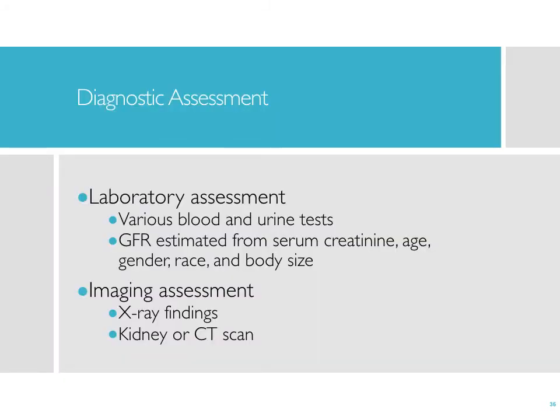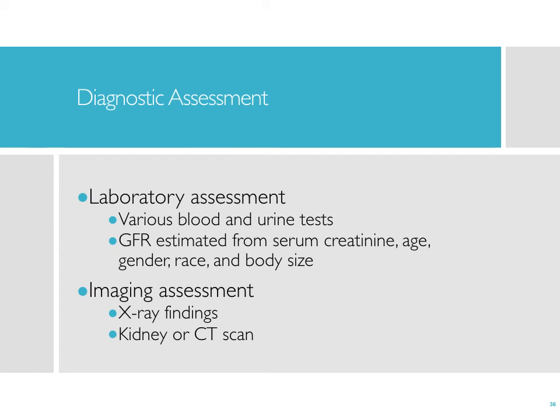When we look at the diagnostic assessments, we're going to look at various blood and urine tests. We're going to look at the GFR estimates from the serum creatinine, their age, their gender, their race, and their body size. It can be estimated using all of these data, but it's generally used for screening rather than for the staging of chronic kidney disease. Estimation of GFR is based on a formula that includes serum creatinine. It's also useful to calculate drug dose or drug frequency when there's reduced kidney function in a patient.